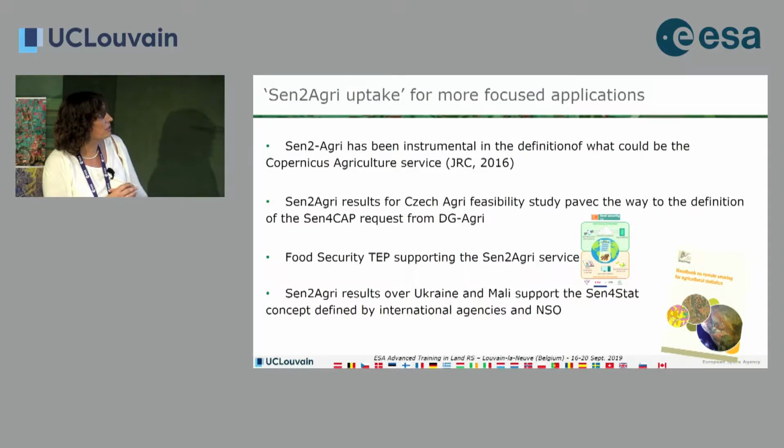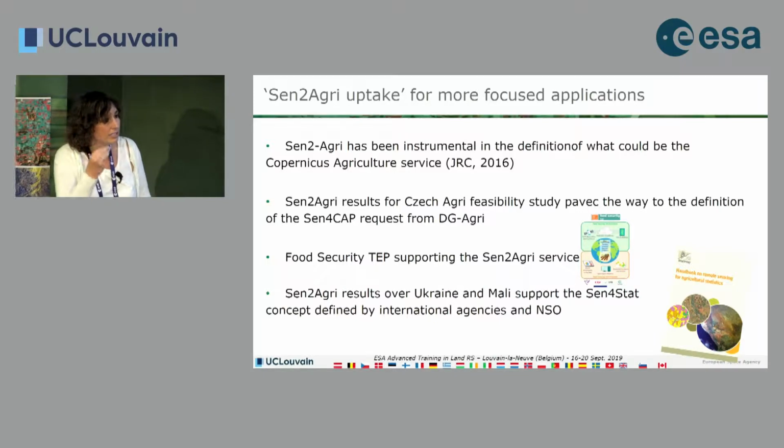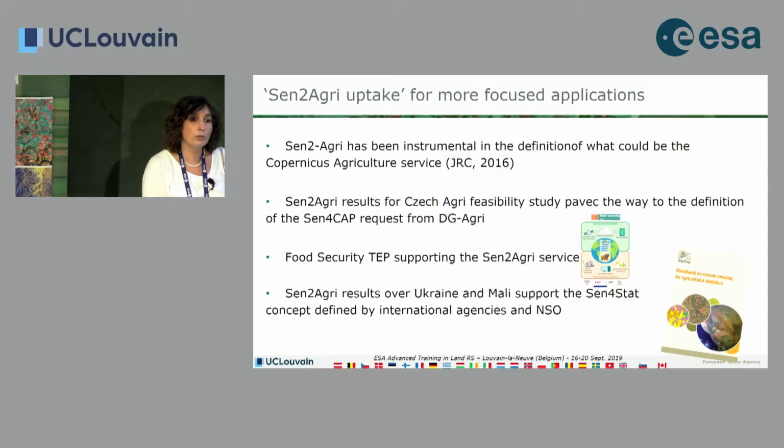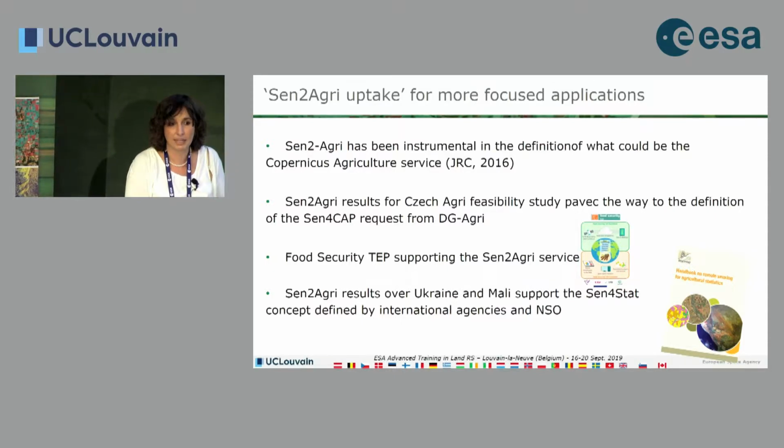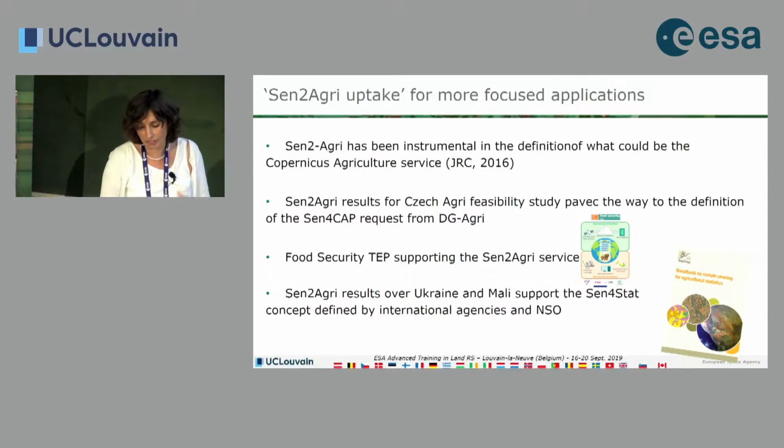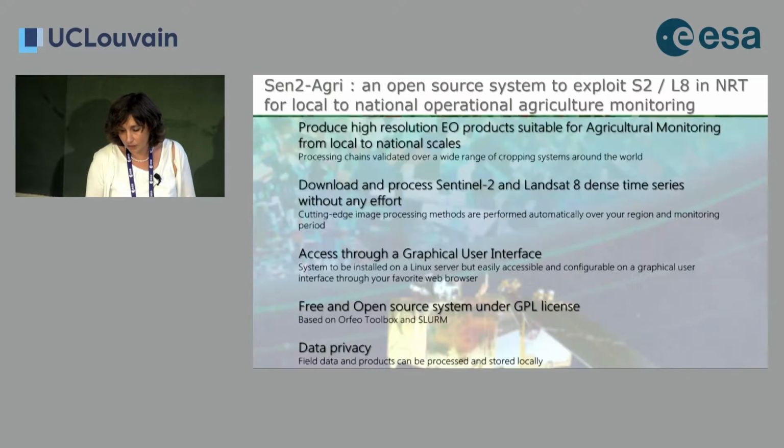Sen2Agri is supported by the food security tech that you will hear about tomorrow morning. And the Sen2Agri results over Ukraine and Mali were convincing enough to think that this kind of product could be useful to support the agricultural statistics. And so there is a new project starting on this topic.